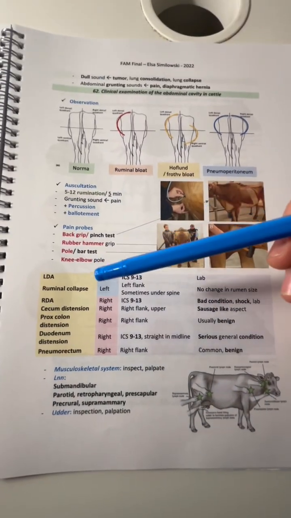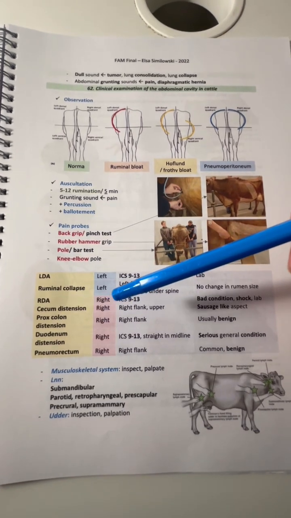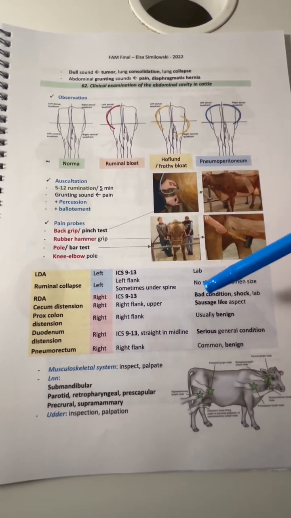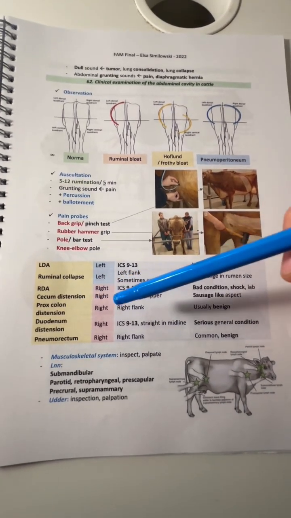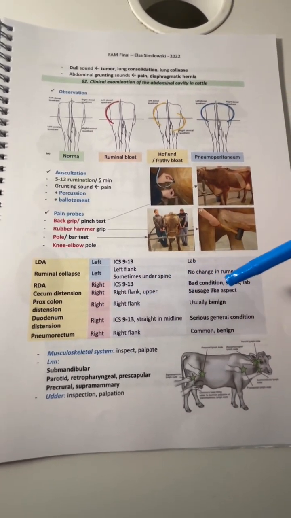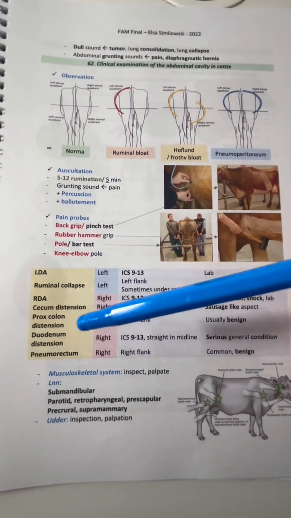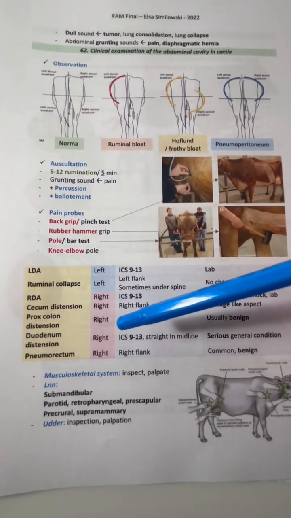In the case of cecum distension, it's on the right side, so on the right upper flank, and it'll have a sausage-like aspect. And for the proximal colon distension, it's on the right side, on the right flank, and it's usually benign.